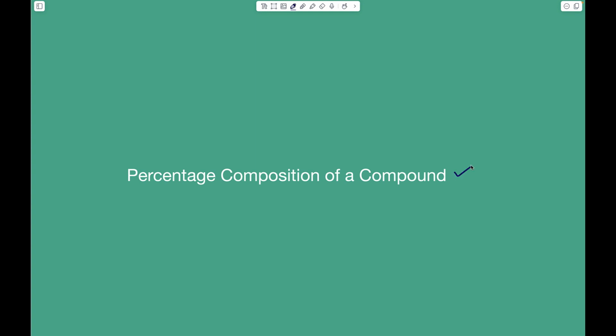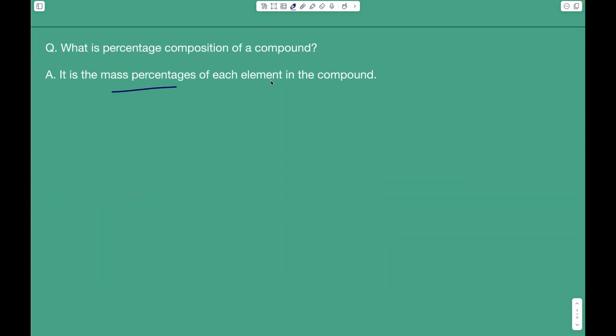What is percentage composition of a compound? It is simply the mass percentages of each element present in the compound. That is, the mass of each element present in the compound per 100 grams of the compound. That is what we mean by percent, right? And percentage composition of any compound is experimentally measured in the laboratory to find out its molecular formula.